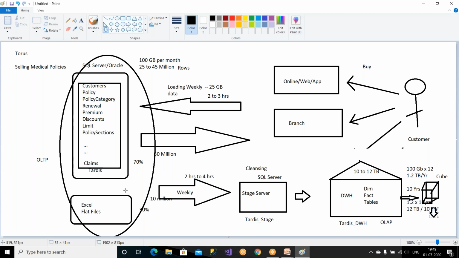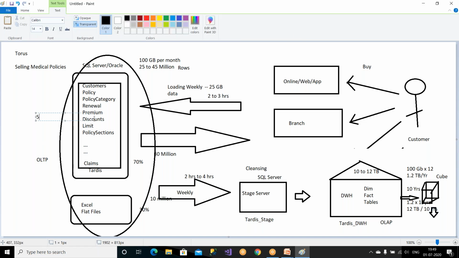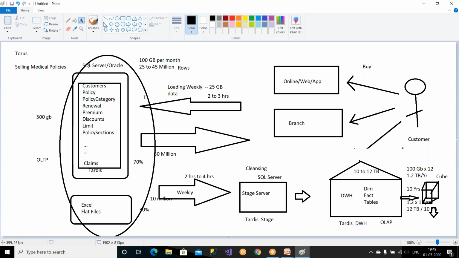Clear? So you should not keep more than 1 terabyte of data in OLTP. OLTP will always have some 500 to 800 GB of space. You should not have more and more hard disk here. OLTP will have data in the GBs only. So when you have 100 GB every month, if you keep 1 year of data, it is 1.2 terabytes of data here. So they don't keep data for more than 1 month.